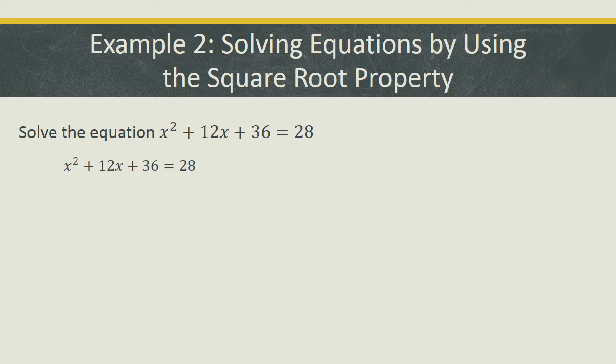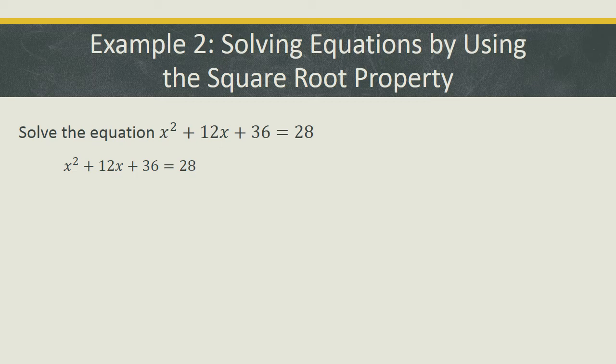Example 2, we're doing the same thing. We're solving equations by using the square root property, but now if you notice, I have an x squared term, an x term, and 2 constant terms. Okay, this is where your trained eye is going to come in handy. The stuff we did in 5.3, identifying special roots.